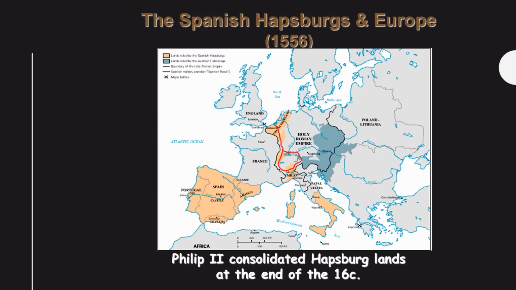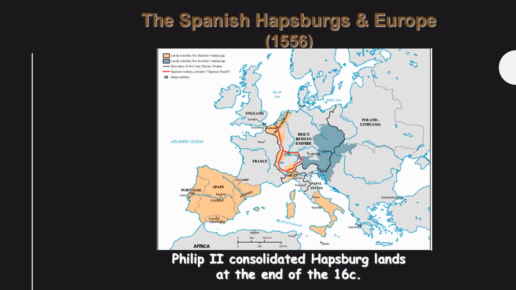So the Dutch politically are important because we start noticing that the Spanish Habsburgs and Europe are kind of getting into this kind of merger/consolidation type of a mindset. And as you can see by this map here, you've got a consolidation effort being done by Philip II at the end of the 16th century.